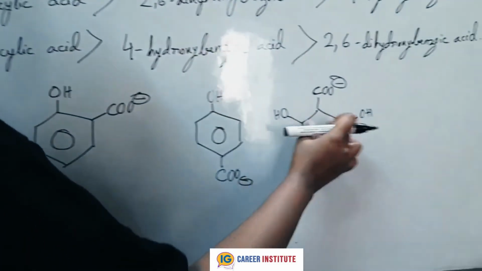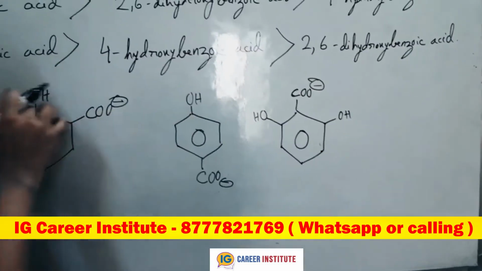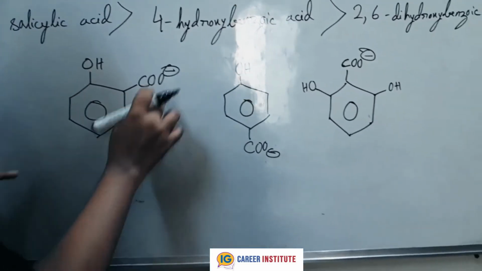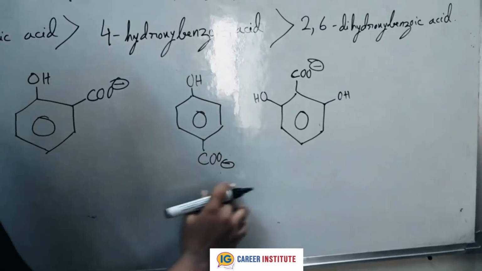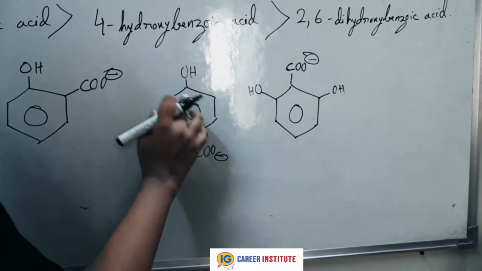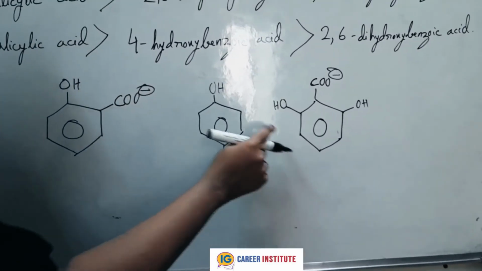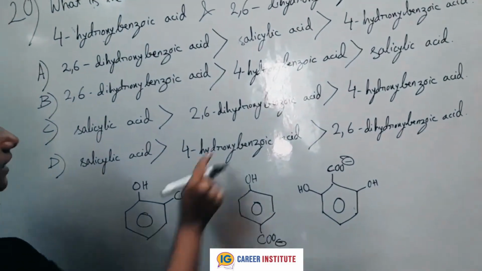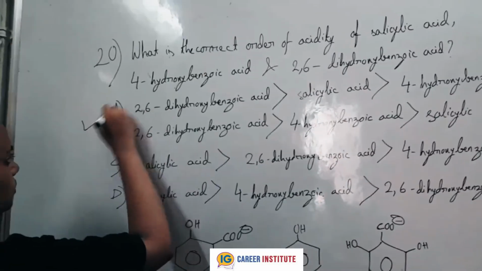So here due to the presence of 2 OH groups, the stabilization of the entire compound will be more. Then due to the presence of 1 OH group, here both inductive effect and resonance are operating. So the stabilization will be next for this compound, and this will be the least stable because there is no inductive stabilization, only resonance stabilization. So the order will be: first 2,6-dihydroxybenzoic acid, next salicylic acid, and the last 4-hydroxybenzoic acid. So the correct option is option A.